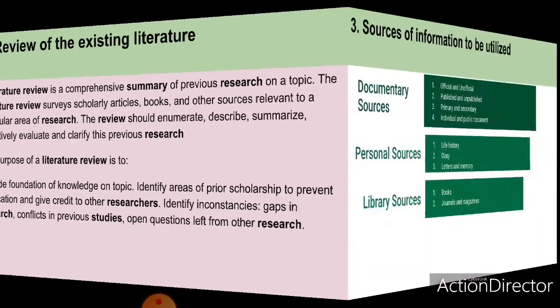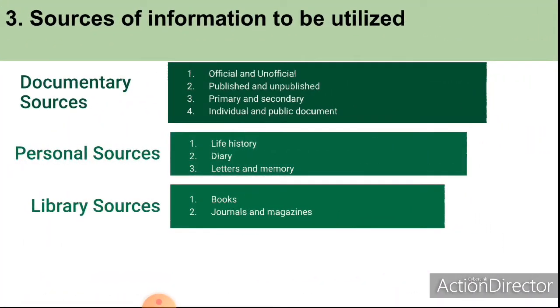Now, next step is selecting the sources of information. There are mainly three sources for collecting information. They are documentary sources, personal sources, and library sources. Documentary sources may be of official and unofficial nature. They may include published and unpublished documents, and also may have primary source and secondary source. Personal source includes life history, diary, letters, and memory. Next is library source, which includes books, journals, and magazines. In short, types of study depend upon the sources of information.